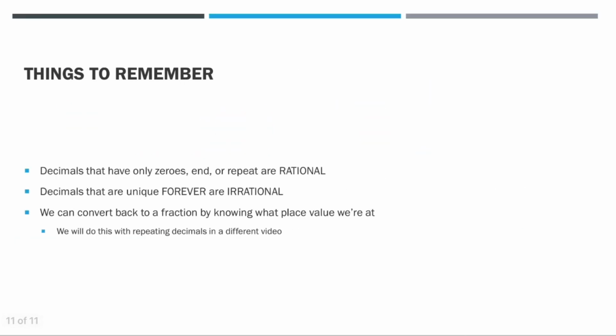So some things to remember. Decimals that only have zeros and a repeat are rational, whereas decimals that are unique forever are irrational, kind of like pi or the square root of 2, for example. If you want to convert it back into a fraction, you do have to make sure it ends in this video. That's all we really covered. Then you just have to put it over what place it's in, and then you can simplify it back into a fraction. Anyway, I hope that helps you, and good luck.